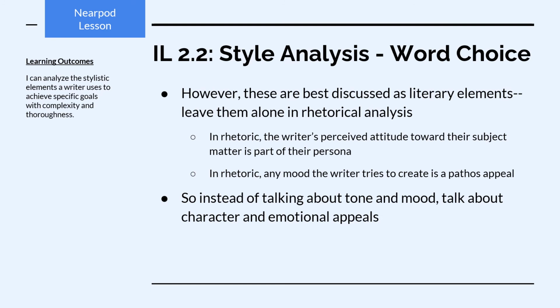However, tone and mood are best left just to literary analysis. You want to leave them alone in rhetorical analysis. The reason for this, hopefully, is pretty clear. In rhetoric, the writer's perceived attitude toward their subject matter, their tone, well, that's really just part of their persona in a character appeal. Also in rhetoric, any mood that the writer's trying to create, well, we call that a pathos appeal. So in rhetorical analysis, instead of talking about tone and mood, anytime you feel like you want to analyze tone or mood, talk instead about character and emotional appeals. That's much more effective and much more to the point in rhetorical analysis.